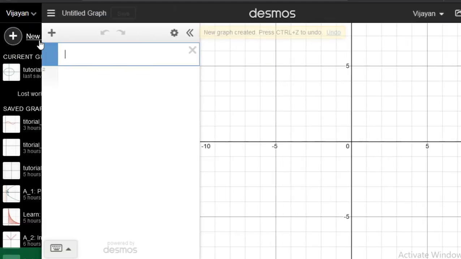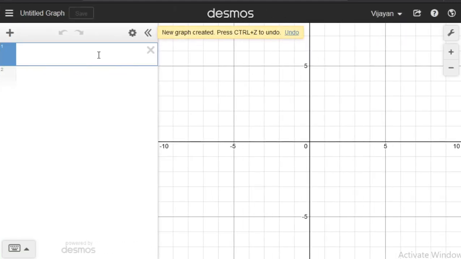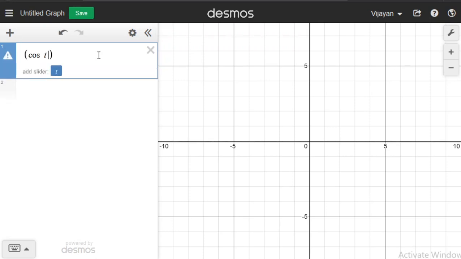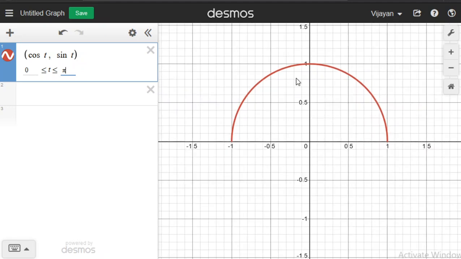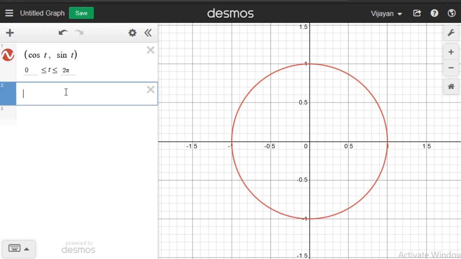Let me open a new graph. This is perfectly square. So here cos of t comma sine of t, and here if I put the values like 0 to pi, this is giving me now a perfect circle because the grids are arranged in perfect squares. That is why. Now if I make it 2 pi, it gives me a perfect circle. With pi, that gives me a semicircle. With 2 pi, a full circle.